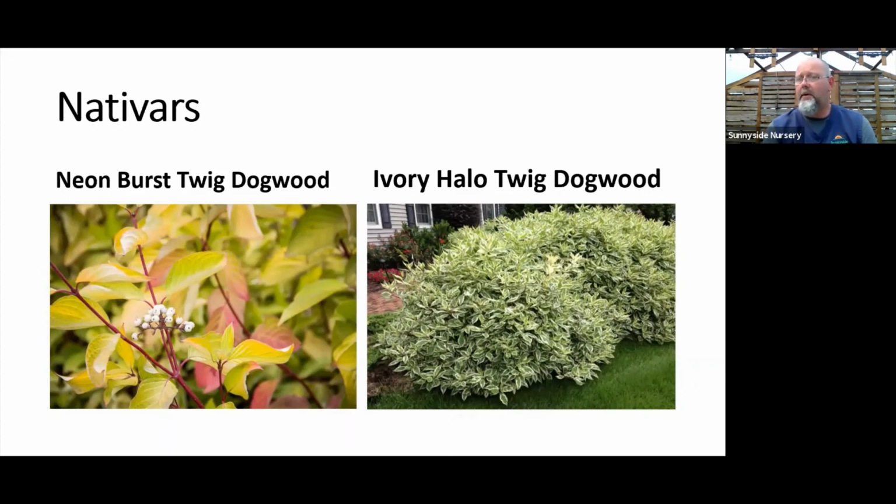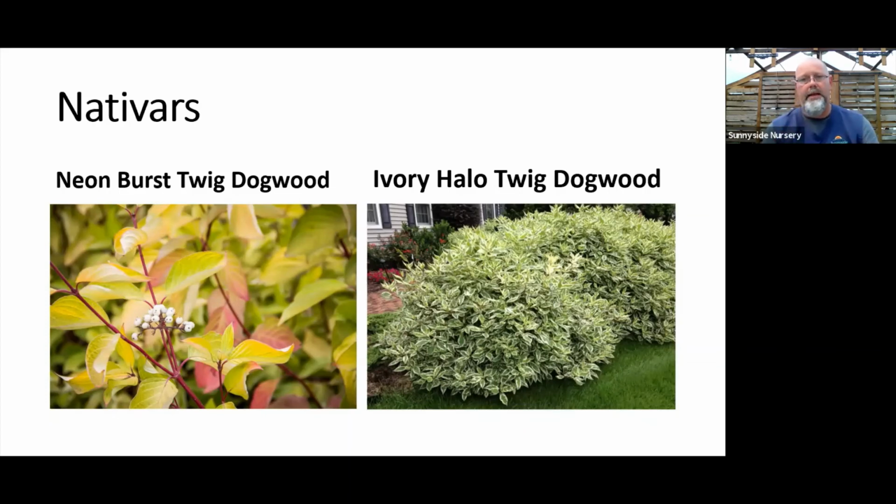So we put some Nativars on here. I have both of these in my yard because I like the twig dogwood. Bright red twigs in the winter when we're dormant, great fall color. But now I've added spring and summer interest to me. I've got something with a very attractive leaf. So a gold one like Neon Burst. We've got these in ready to go right now. The yellow foliage will pop in the landscape.